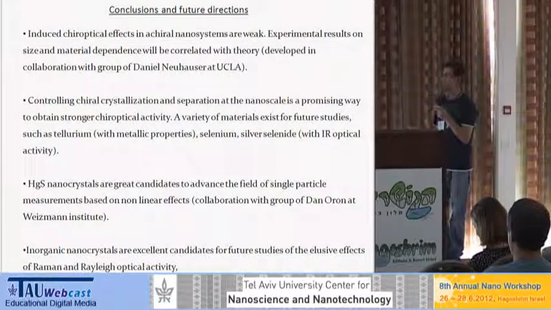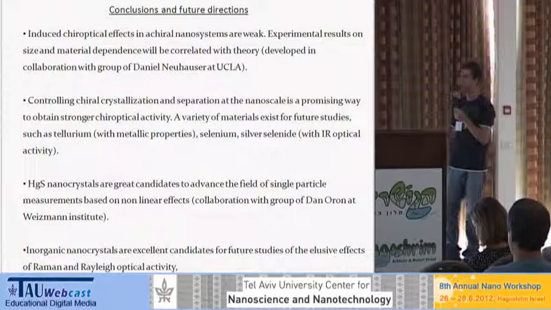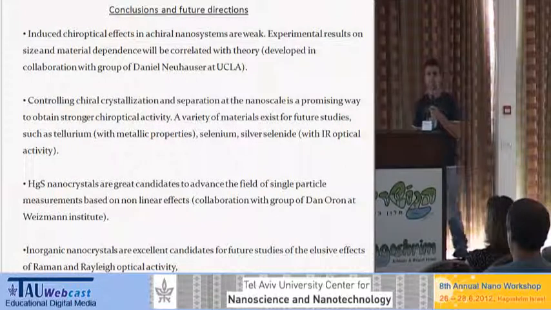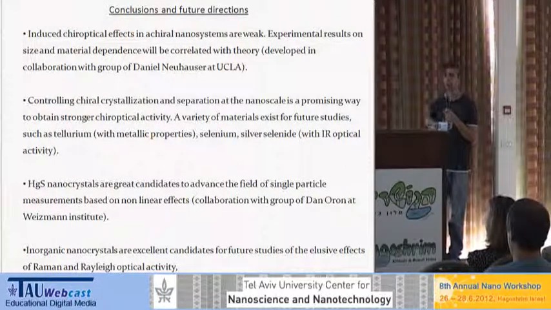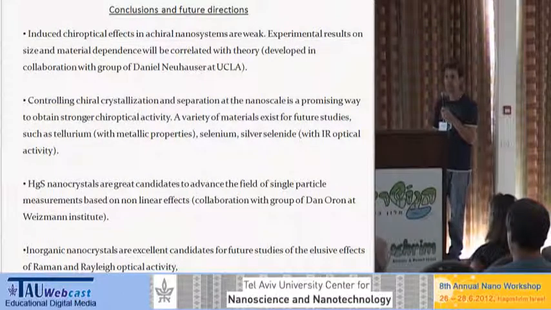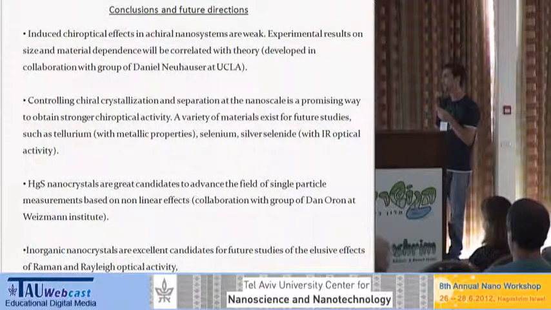And one other thing we're doing, we are also exploring in these crystals the effects of Rayleigh and Raman chiroptical activity, which are pretty elusive effects, which are very difficult to study in molecules, but are in many ways easier to study in chiral nanocrystals. So we also have some results on that.